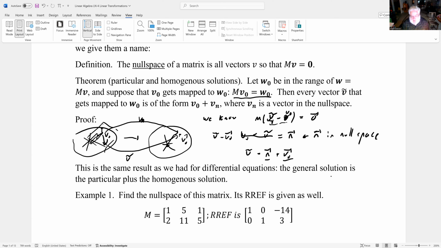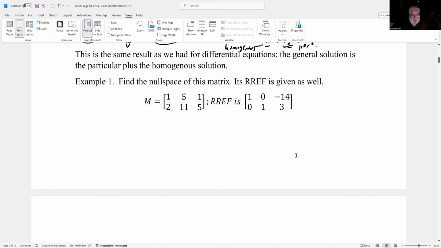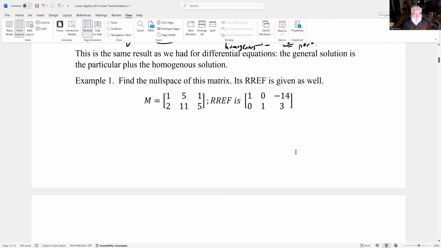So generally, when we're doing differential equations, we call this the particular solution. We call this the homogeneous solution. So that kind of breaking down into particular and homogeneous, that works for matrices as well as for differential equations. So here's a matrix. We want to know its null space. So what is the null space?